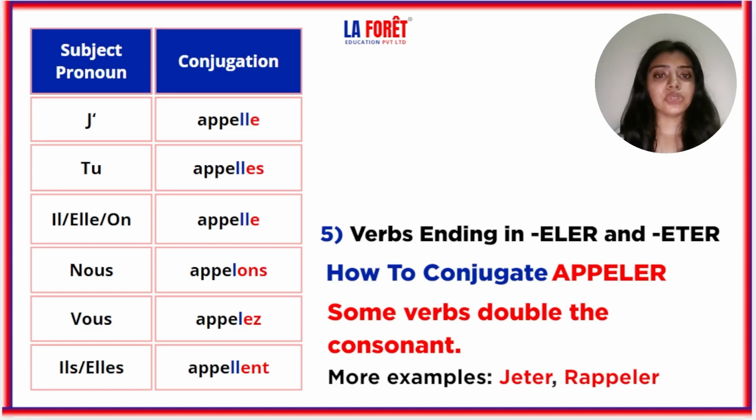J'appelle, tu appelles, you call yourself. On appelle, he, she. Nous appelons, then vous appelez, and ils appellent. Now here there is a vowel, so we have used j apostrophe. Okay, so let's repeat it once again. J'appelle, tu appelles, on appelle, nous appelons, vous appelez, ils appellent.